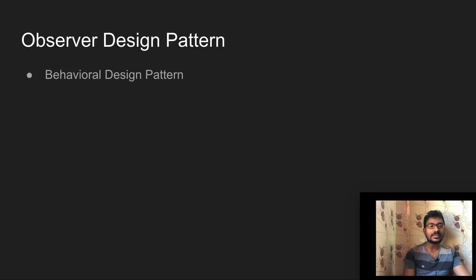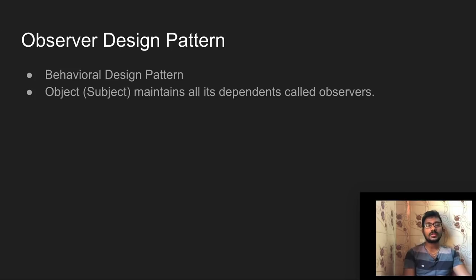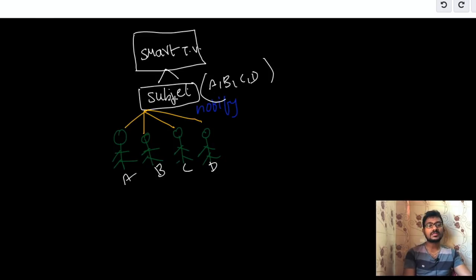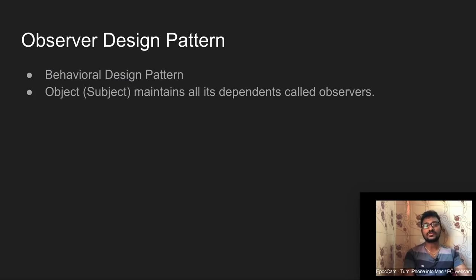The reason behind that is it behaves based on some state. And then the second point is that the object or subject maintains all its dependents, called observers. So here this is a subject or object which holds information about all the observers. Here it holds only the information about the observers as observer IDs. So it holds the observer A ID, observer B ID, observer C ID and observer D ID. It won't hold observer A's personal information like name and other stuff. It holds just the ID for communication.